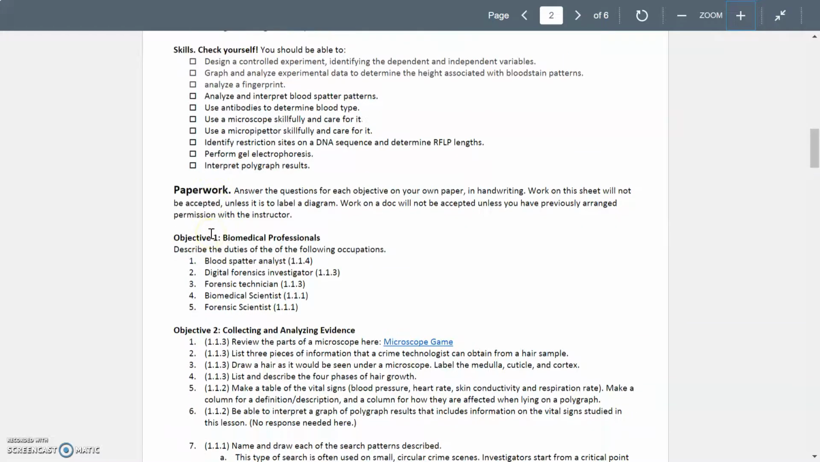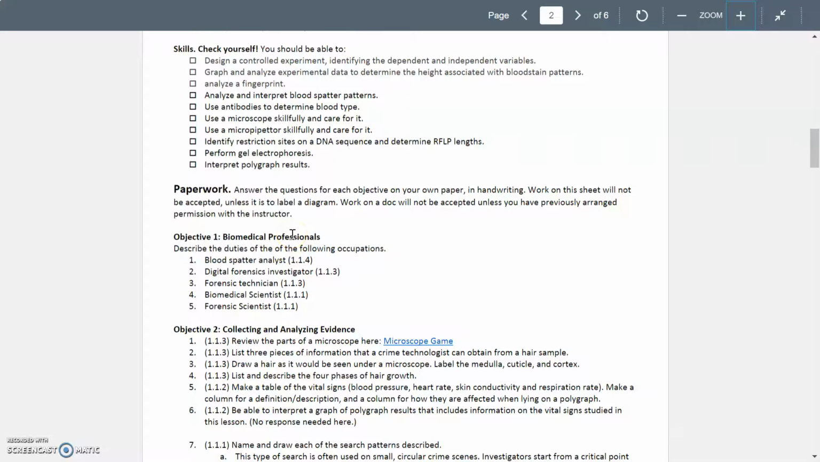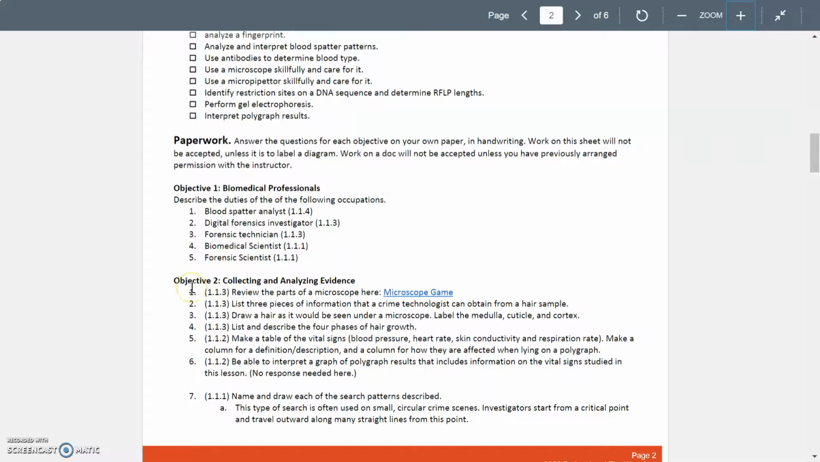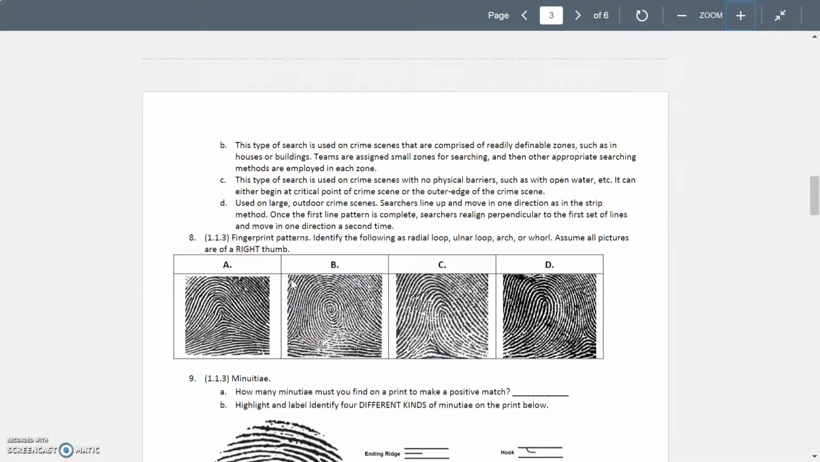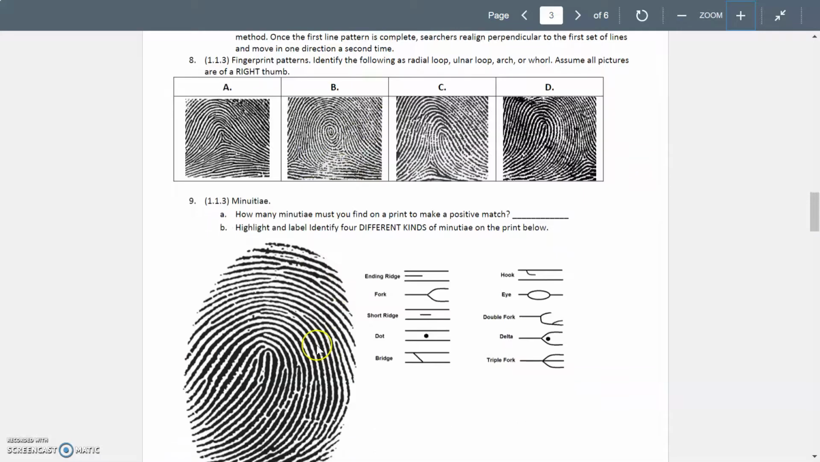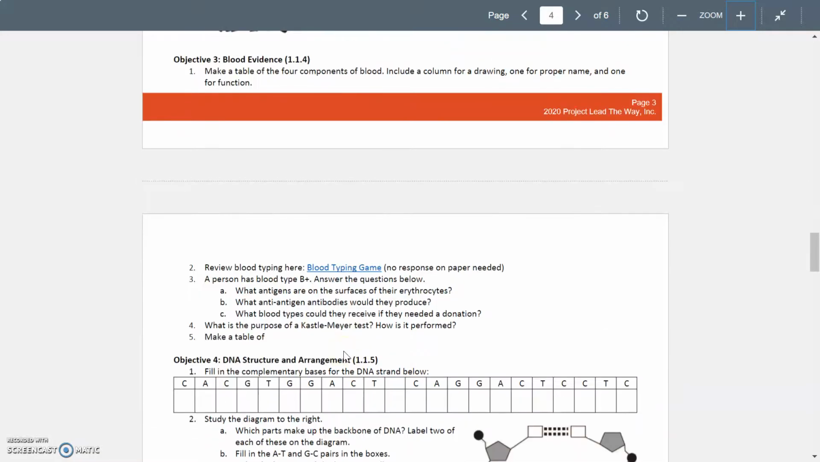Where it says paperwork, answer the questions for each objective on your own paper in handwriting. So for example, objective 1, biomedical professionals: describe the duties of the following occupations. These are the different occupations that you already have in your notes based off the different activities that we covered. Then objective 2, collecting and analyzing evidence. Again, you have this information in your notes as well. So it's just things that you already have. You're just reviewing it and making sure that you're able to do those things.